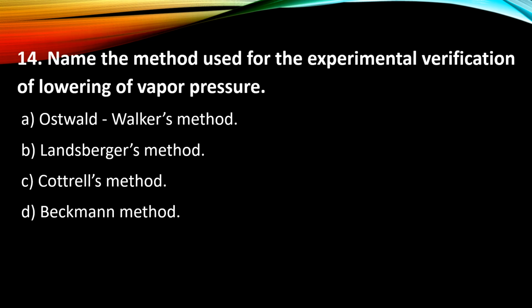Question number 14. Name the method used for the experimental verification of lowering of vapor pressure. Options: A. Ostwald-Walker's method. B. Landsberger method. C. Cottrell's method. D. Beckman method. What is the experimental method to determine lowering of vapor pressure, or the method which is used for the experimental determination of lowering of vapor pressure, students?